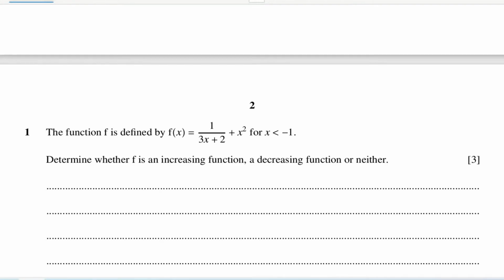A function f is said to be an increasing function if f dash of x is greater than 0 for all the values of x, and if f dash of x is less than 0, then it is called a decreasing function. So to find out whether f is an increasing function or a decreasing function, first we need to find f dash of x, that is nothing but the derivative of f.